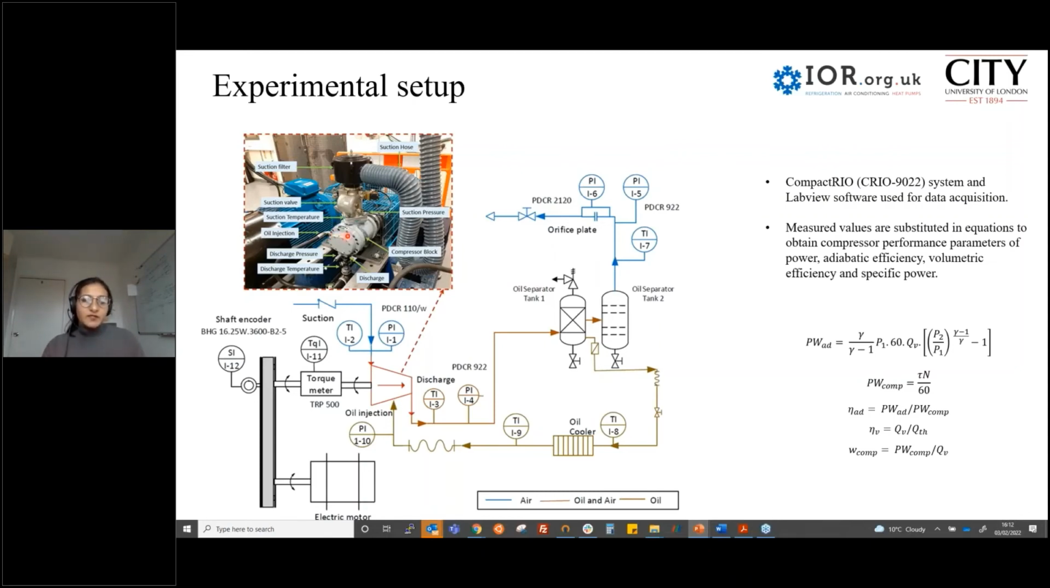For that purpose, we have this compressor in a test rig. This P&I diagram, I think, is very much self-explanatory for most of you here. We basically measure the pressure, temperature, and torque, as well as the compressor RPM, and we put them into equations so we can obtain integral performance of power, flow rate, as well as specific power. And we know specific power is quite important in order to assess the performance of these machines, which is simply power divided by flow rate.